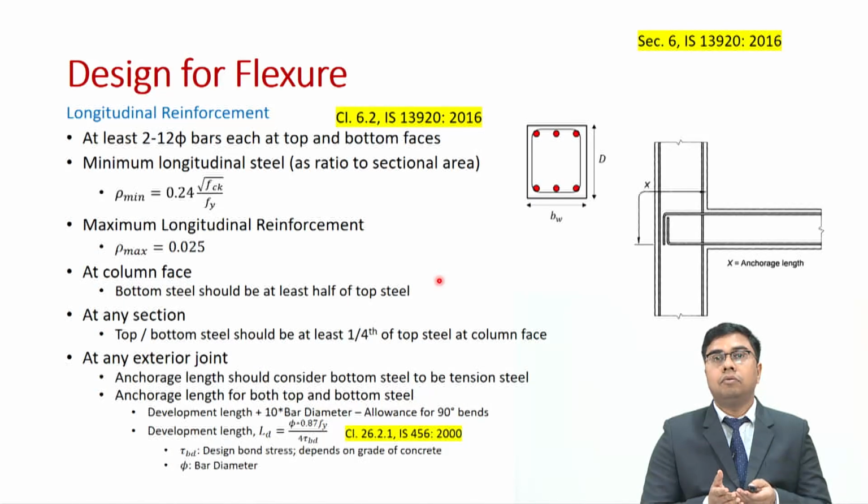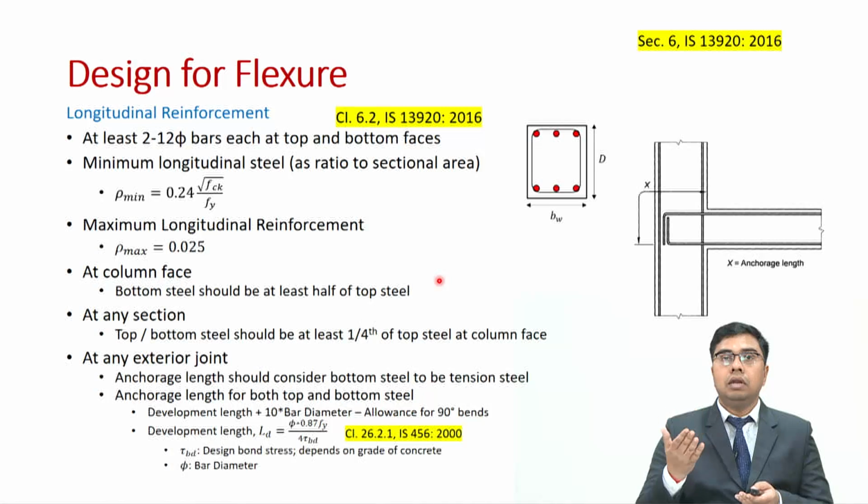In case of hogging moment, you will need tension steel at the top and compression steel at the bottom. Usually you need more of your tension steel, because steel is good in tension, and that is why you are using it in the reinforced concrete members, right. So, your top steel there will of course be more than the bottom steel, but this bottom steel should be at least half of the top steel.